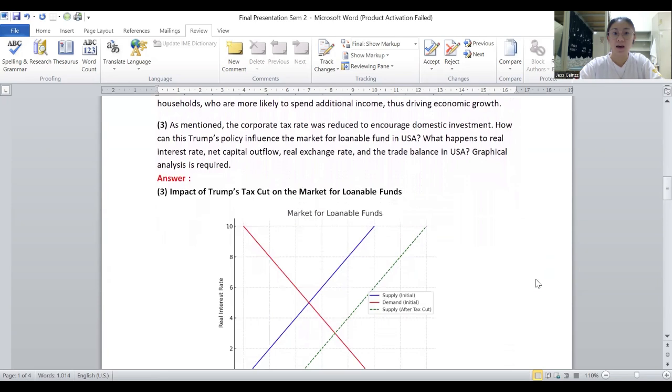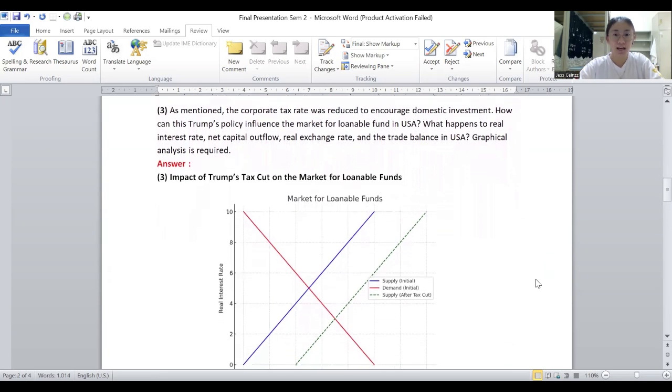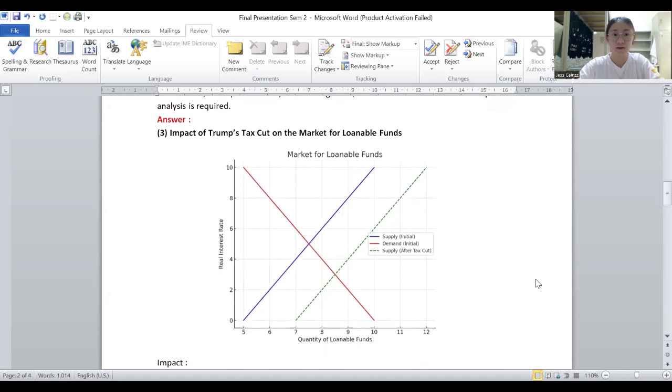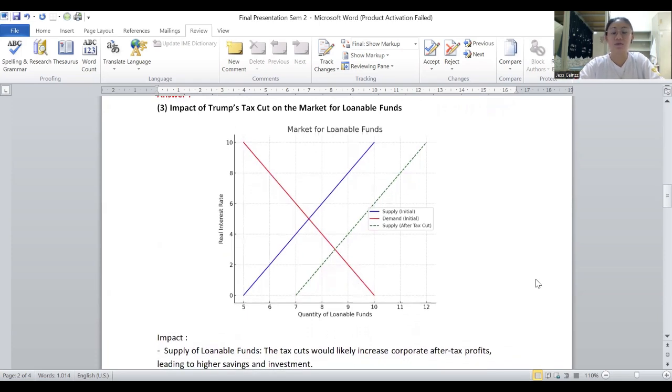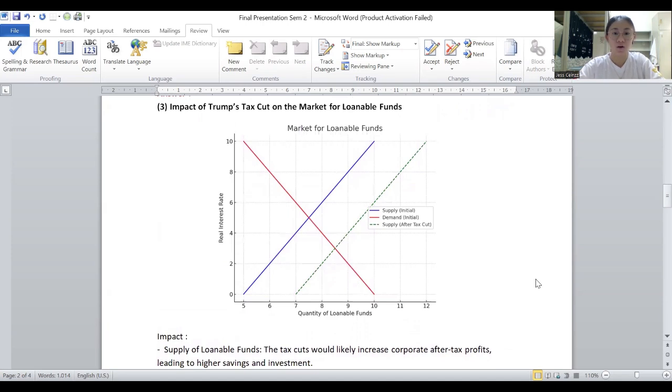The third question, as mentioned, the corporate tax rate was reduced to encourage domestic investment. How can this Trump policy influence the market for loanable funds in the USA? What happens to the real interest rate, net capital outflow, real exchange rate, and trade balance in the USA? So here is the graph that explains the impact of Trump's tax cut on the market for loanable funds.